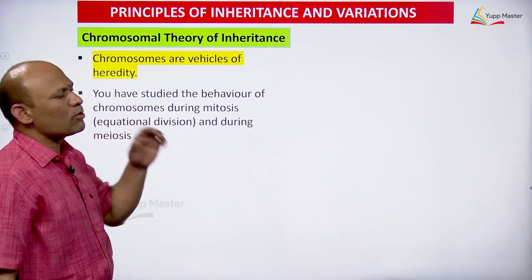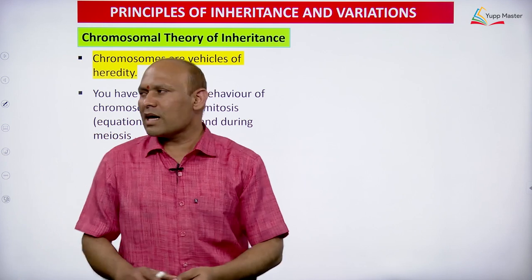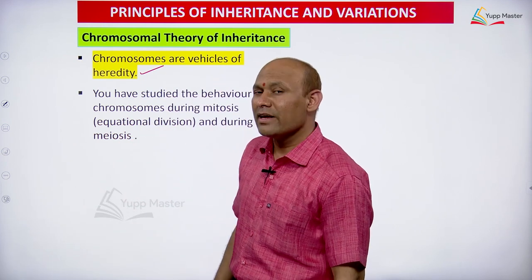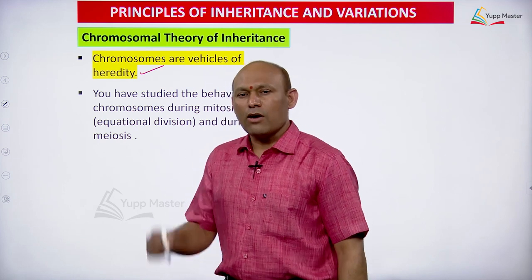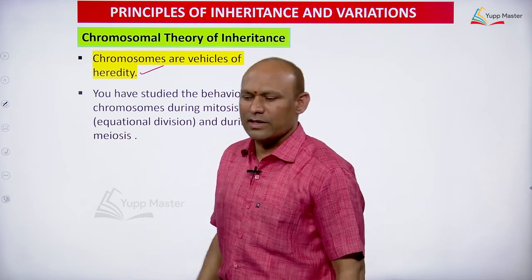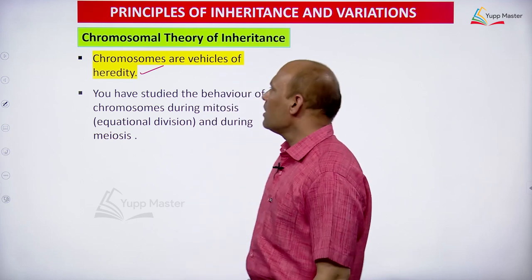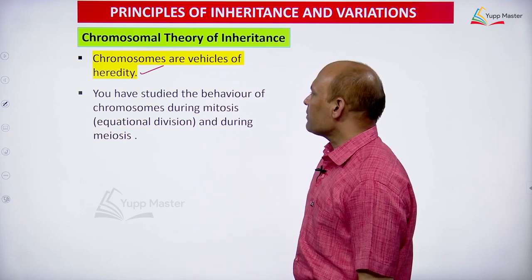Dear students, as I mentioned, chromosomes are what? Vehicles of heredity. Chromosomes are vehicles of heredity. Why? On chromosomes, genes are there, dear students, right? So as chromosomes move, genes will move along with them. Therefore, chromosomes are said to be vehicles of heredity.